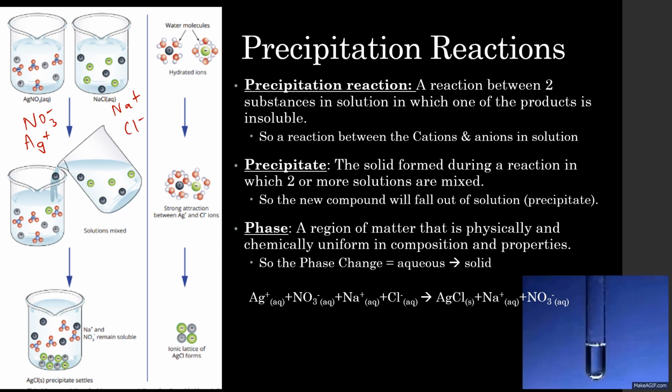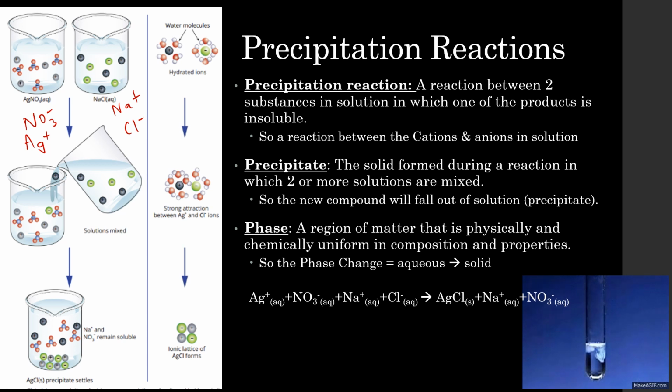If we mix them together, there's going to be a reaction, and you can see the reaction here. We're going to form a cloudy white substance, and there's going to be a strong attraction between the silver and the chloride ions, enough to break the bonds between the silver in the water and the chloride in the water. So the forces are going to be stronger between silver and chloride than those particles and water. And we're going to form a new product, and the new product is going to be called silver chloride, and that will fall out of solution and form a solid.